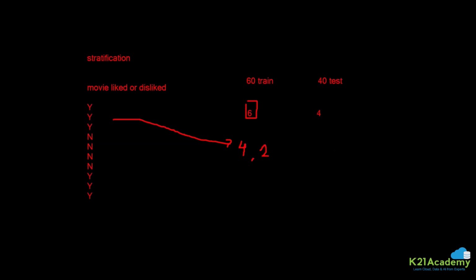I hope that makes sense. 60%. Now that means, sorry, I'll just say, 4 yes and 2 no's. And whatever is pending, what is pending? 2 yes and 2 no's.